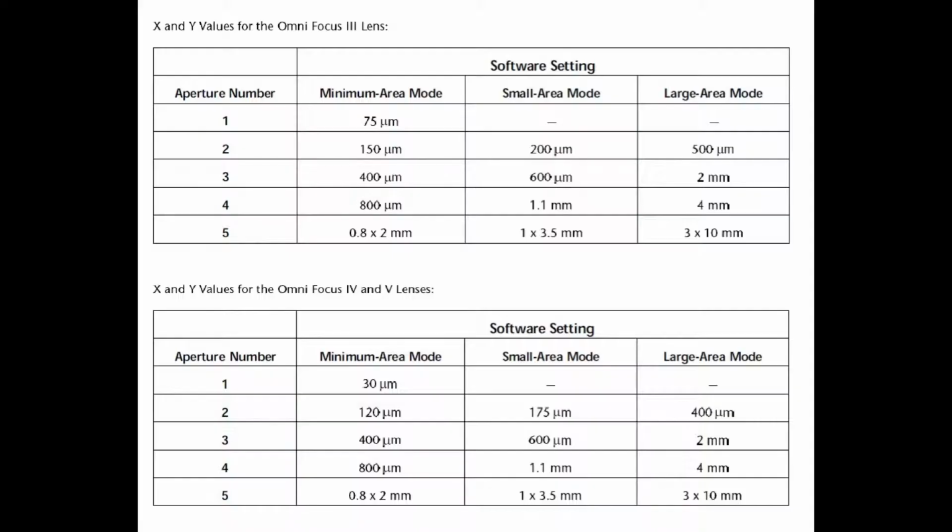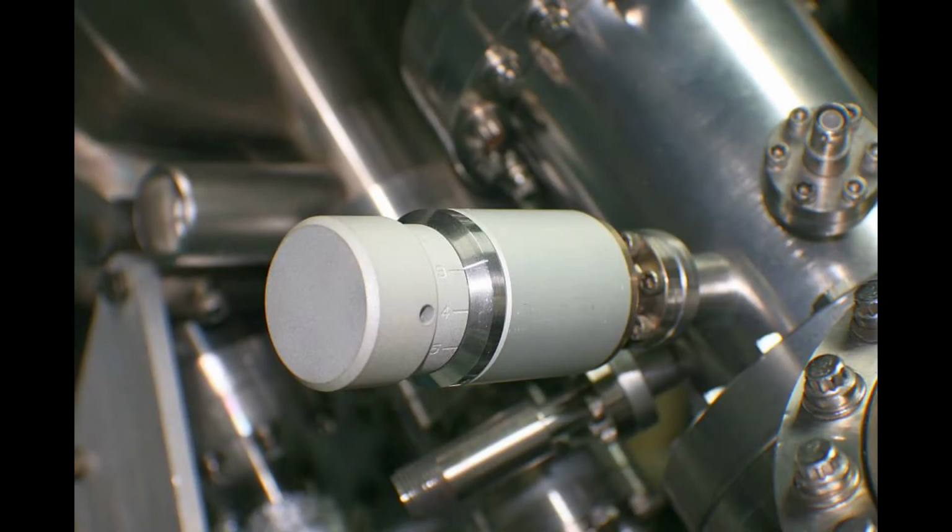Lightly sputter the slotted silver specimen with the largest raster possible. Typically that's 10 by 10 millimeters. Depending on which PHI system you have, the aperture knob and software setting will determine the analysis area. For this procedure, let's start out with a 400 micron analyzer area. For most PHI XPS systems, that will correspond to an aperture setting of 3 on the analyzer and the minimum area mode in the software.